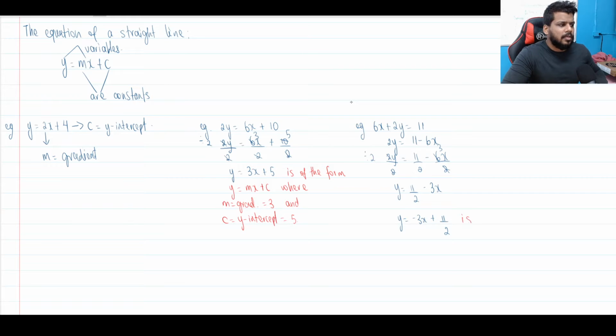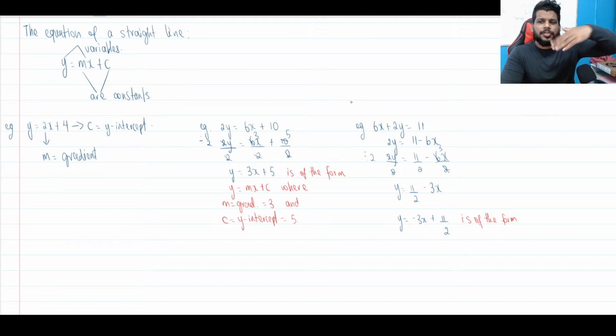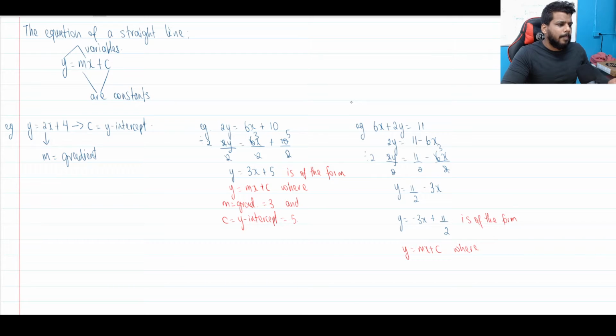I'll do the same thing here. It is of the form, and I like to write them directly under each other so it's easy for me to see. y is equal to mx plus c, where m is the gradient, and in this case the gradient is minus 3, and c was my y-intercept, which is equal to 11 over 2. And again, I stress, please, please do not use decimals when you're working with the equation of a line.